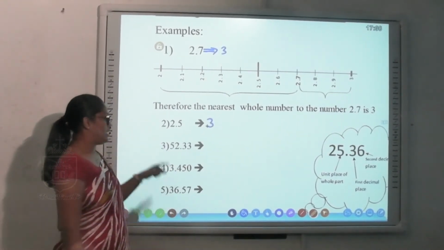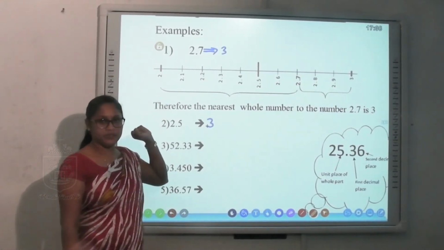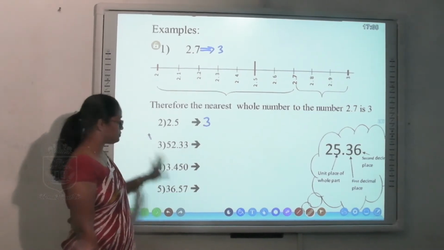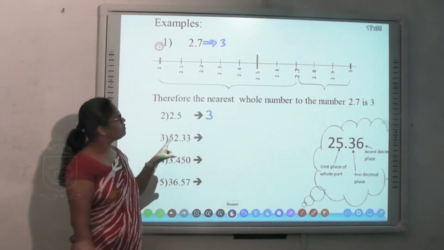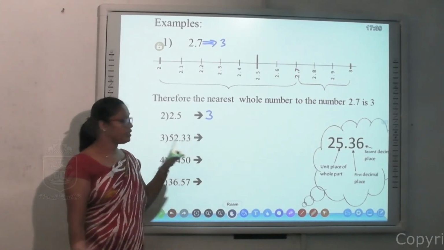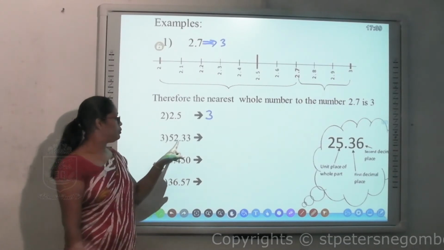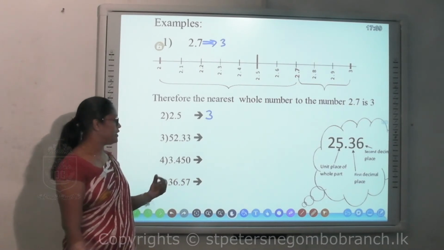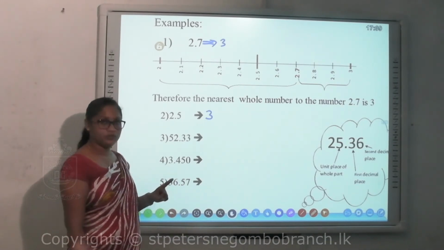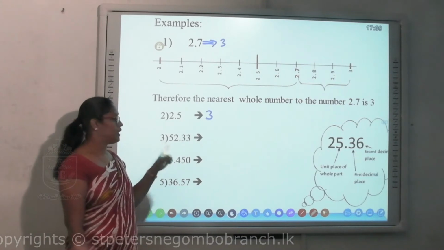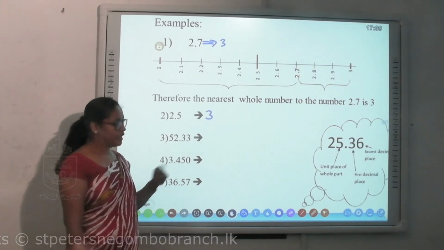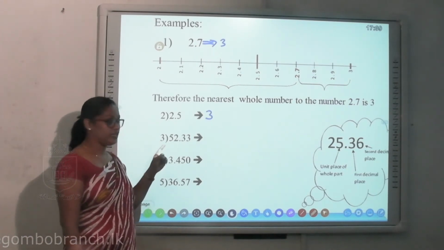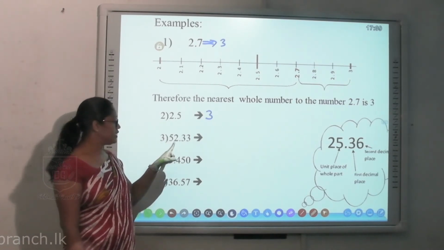Right. Okay. Now rather than using this graphical method, we can follow the same theory which I explained previously. So now here we are rounding off this decimal number 52.33 to the nearest whole number. For that, in this case, you want to find the unit place of the whole number, right? Look at that diagram, you can see the unit place how I marked it in the diagram. So the unit place here is 2, right?